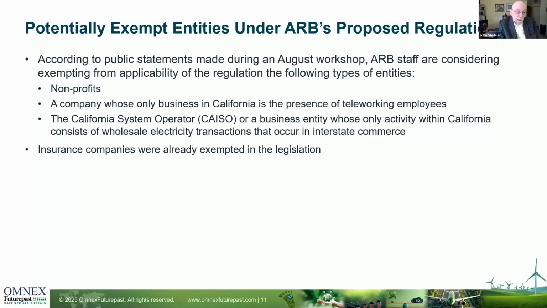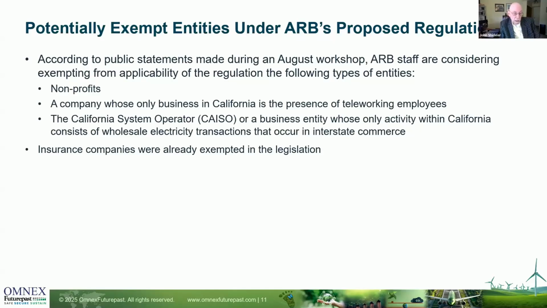There are some potentially exempt companies under the proposed regulation. Nonprofit organizations may be exempt in the final rule, or companies whose only business in California is the presence of teleworking employees. So just consider that a different category of worker than, say, 1 or 2 or 3 or 4 employees who manage a warehouse. A single warehouse in California could meet the threshold criteria for doing business in California. And if they have employees who report to work every day, it's almost certain that they will qualify.